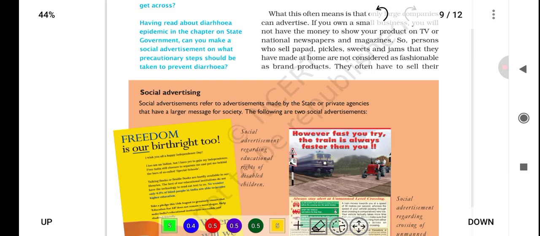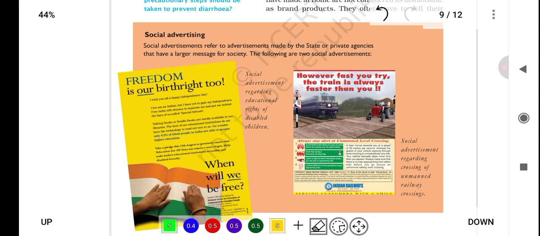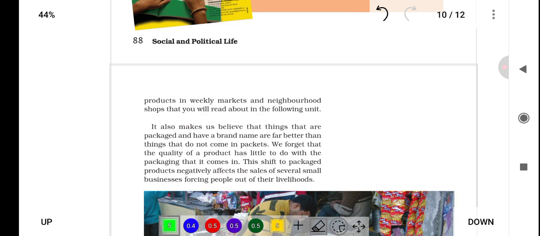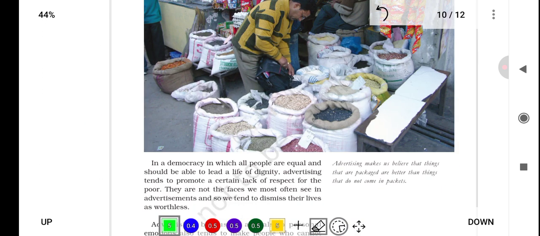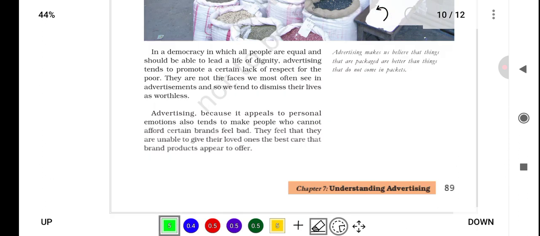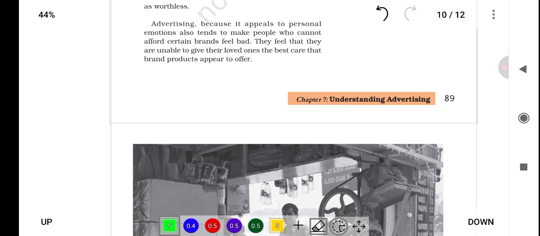Here you can see social advertising, how awareness is being created. Freedom is our birthright. Wait. However fast you try, the train is always faster than you. These are the social advertising ways. These are the open goods. These are not the ones which got branded or are sold in packet format. Advertising makes us believe that things that are packed are better than things that do not come in packets, obviously, because our perception is also made like this.